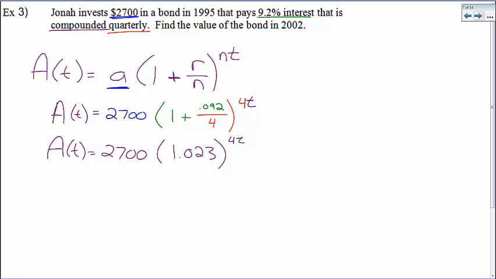The question is asking me to solve for a final value, A of t, in the year 2002. So in order to do this, I need to find a value for t. I do this once again by subtracting the base year given to us, in other words 1995, from the final value year, 2002. This allows me to get a value for t of 7 years, which I subsequently can plug into my formula.